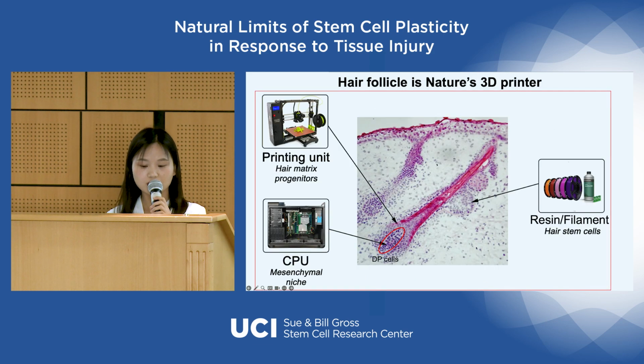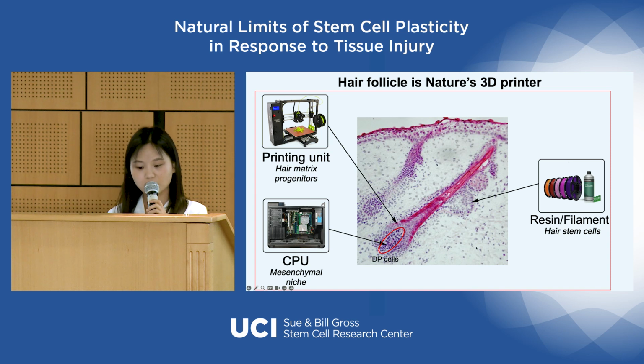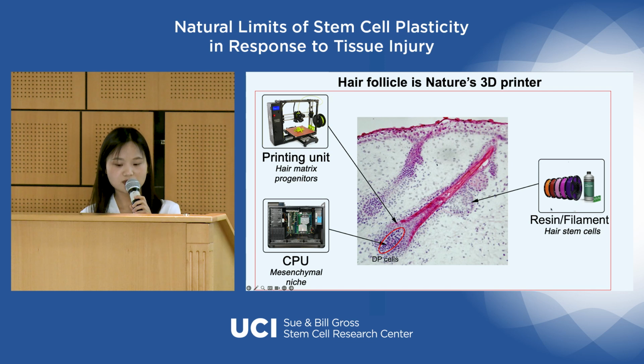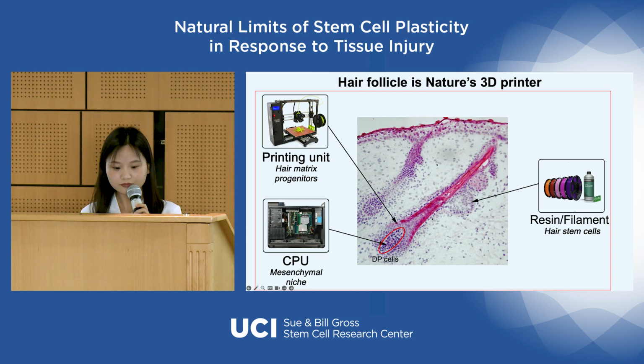So you can kind of link the hair follicle to a 3D printer, where the hair follicle stem cells are like the necessary materials you need for the printing, and DP cells are like a CPU, which basically regulates all the function and the process, which in the hair follicle is the hair growth.